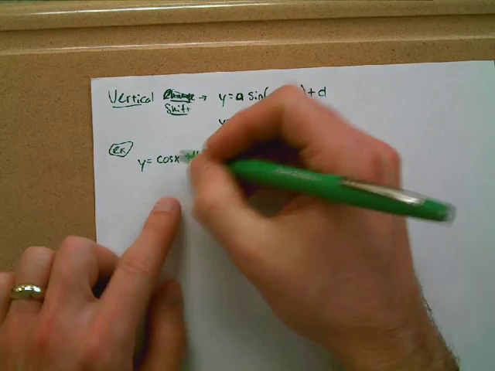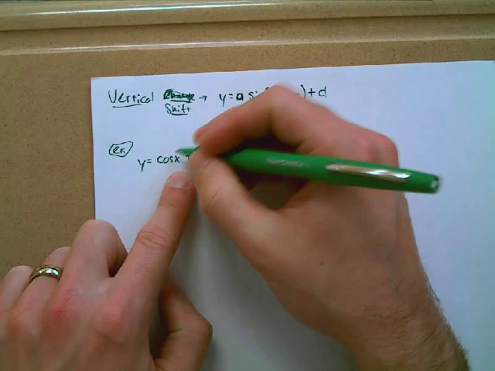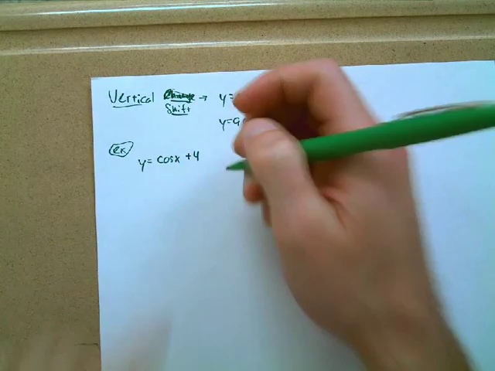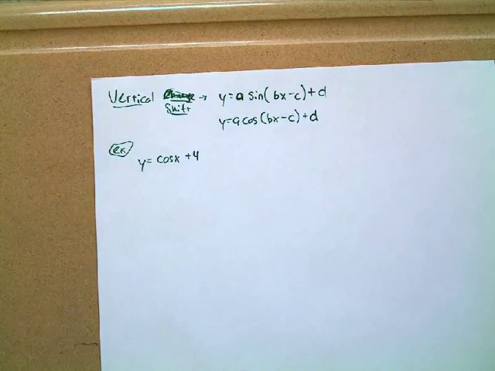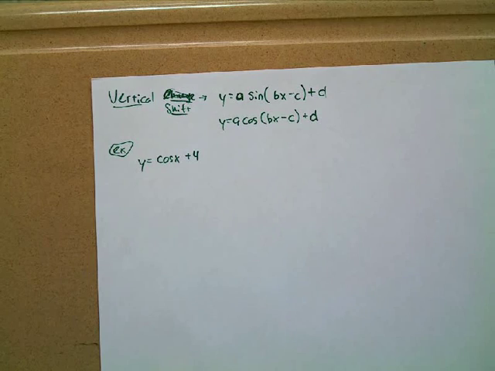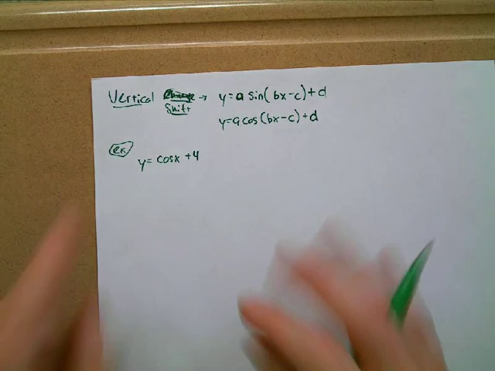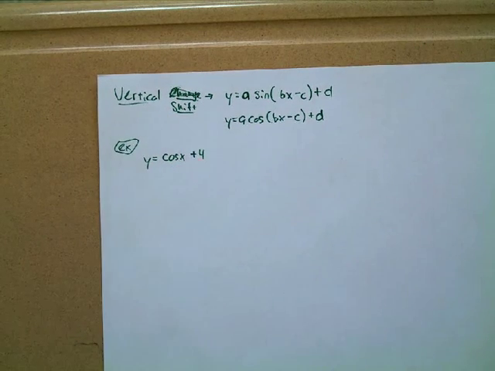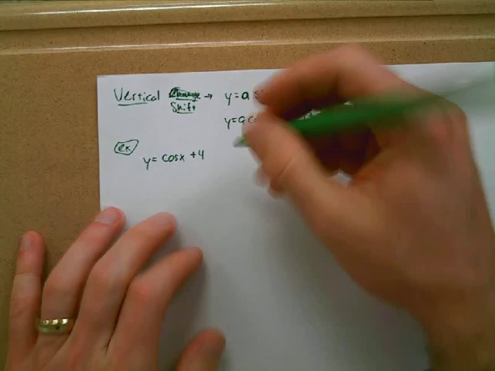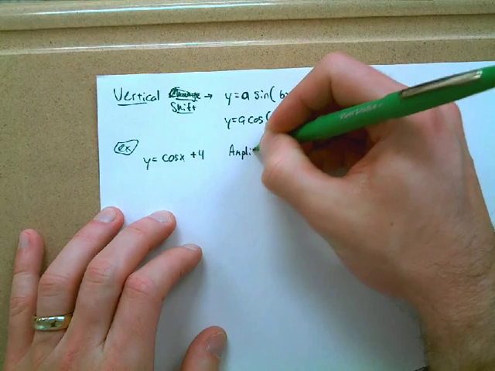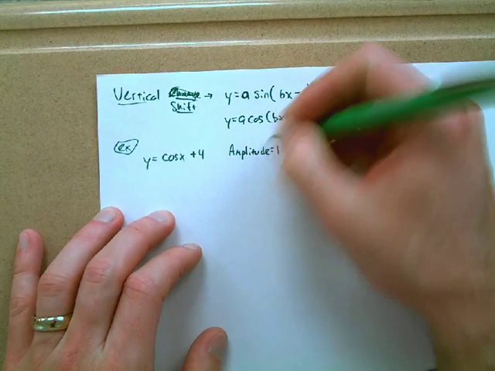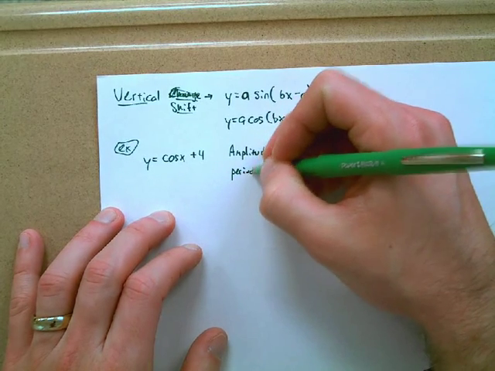Okay. So the amplitude here is still going to be 1, right? The period length is still going to be 2 pi. Because again, there's no number in with the x, so the period length is going to be the normal 2 pi length. It's going to start at 0 and go to 2 pi again. It's just going to be that plus 4. It's going to shift things.